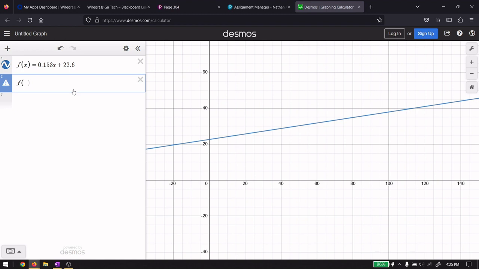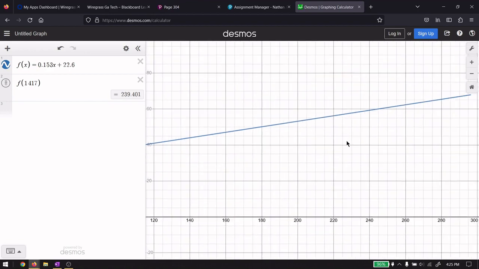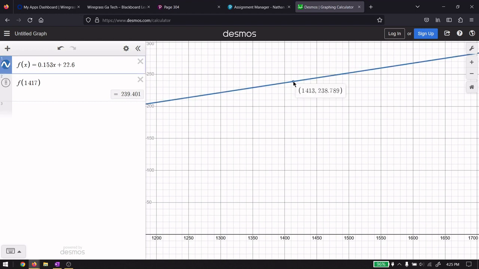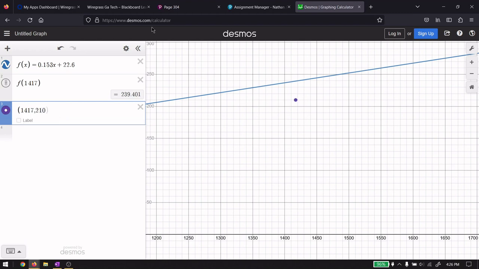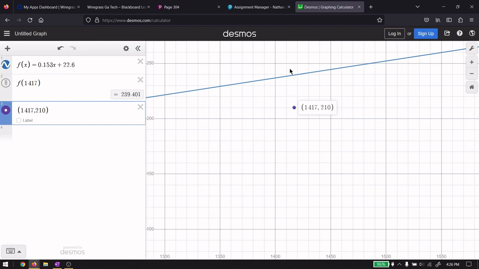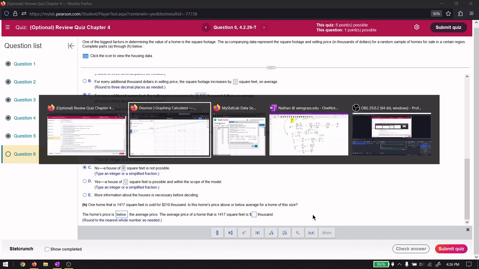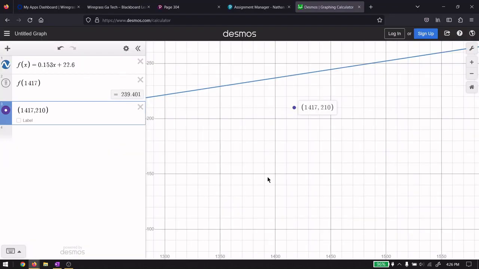So if we do f of 1417, we get an average price of 239.041. That gives us about a price of 240 there. So if the actual point for 1417 was 210, you can see that that's way below what the average would be. So that residual will be negative. So the home price is below average. The average price, rounded to the nearest whole number, is 239.